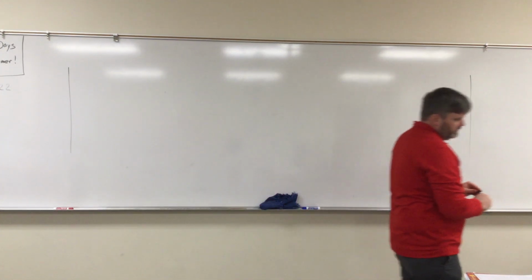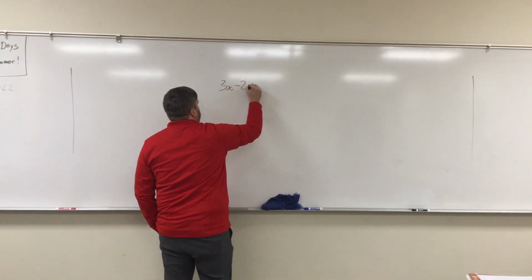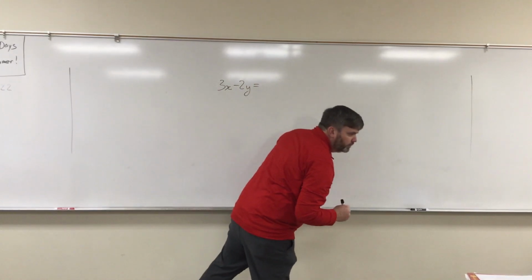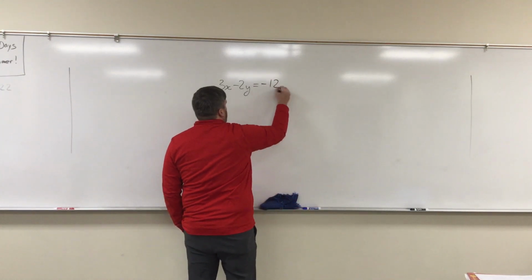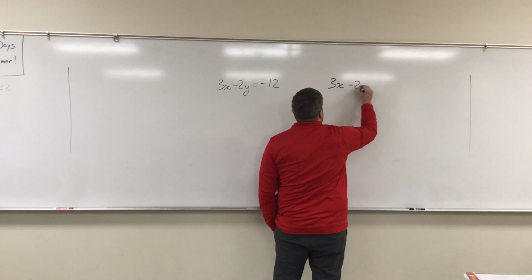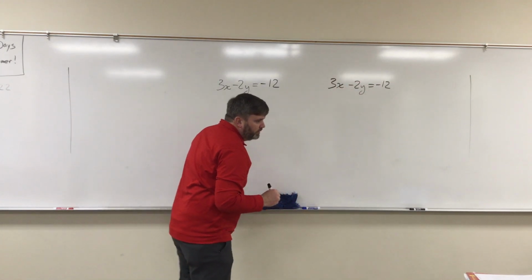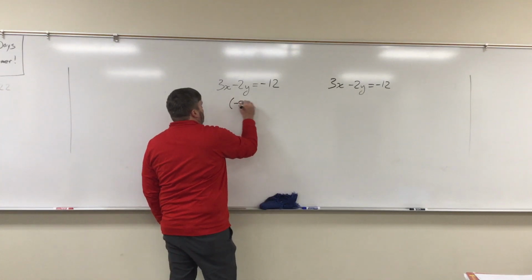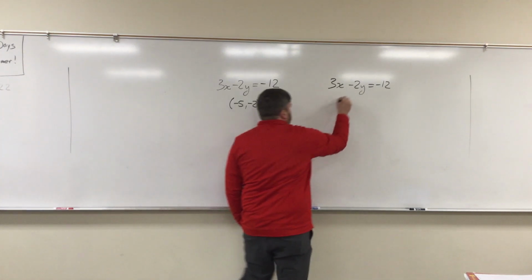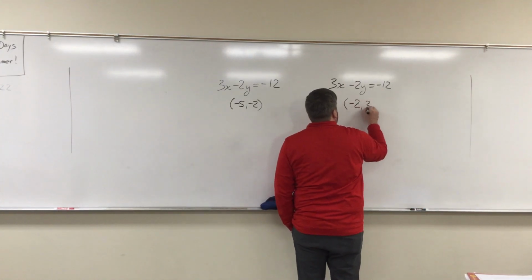All right, let's do 3x minus 2y is equal to negative 12. I'll use that one twice. One time, let's try the point (negative 5, negative 2). And then another time, let's try the point (negative 2, 3).